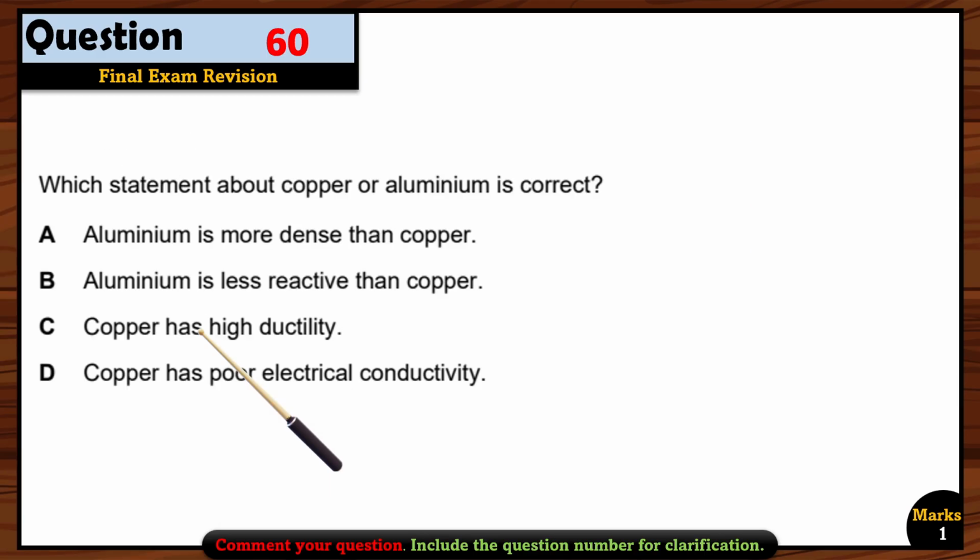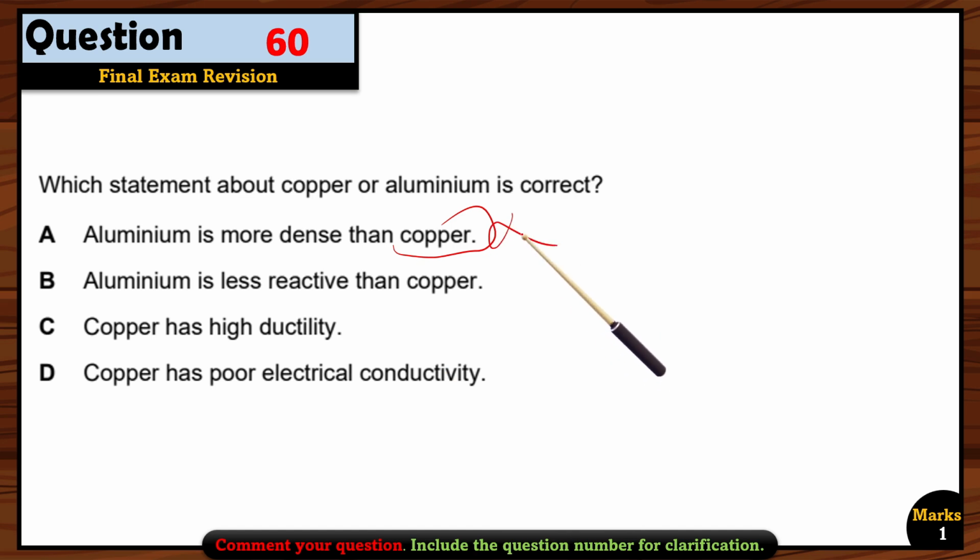Let's see question 60. Which statement about copper or aluminium is correct? Aluminium is more dense than the copper. Wrong. How do we know that? Because copper is a transition metal and I already have told you that transition metals have the highest density. So this option is not right.